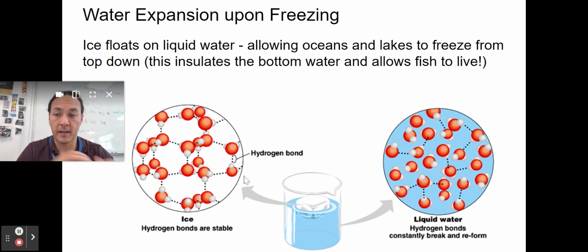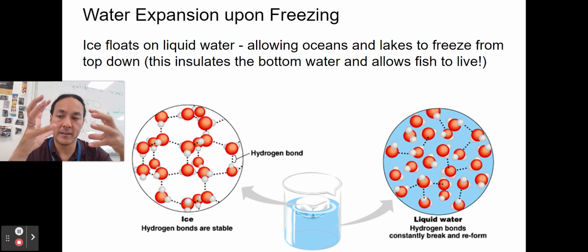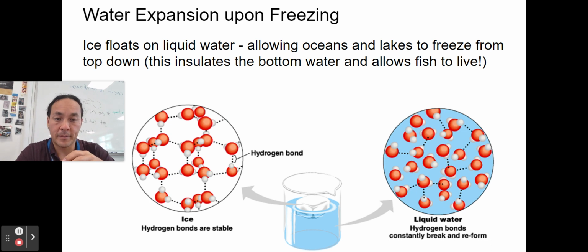All right, water expands upon freezing. So here you got to model this with those water kits. And so in the liquid water, the hydrogen bonds are constantly breaking and reforming, breaking and reforming. And in ice, they form a lattice structure. And so they're more spaced out. Density is mass divided by volume. So in ice, if they're more spaced out, volume is going up. So mass divided by volume, it would be less dense, right? It would be the same mass, but then the volume would be larger with the ice.